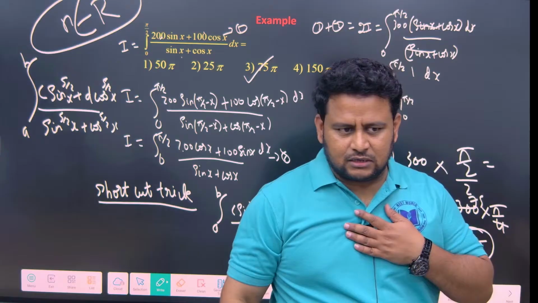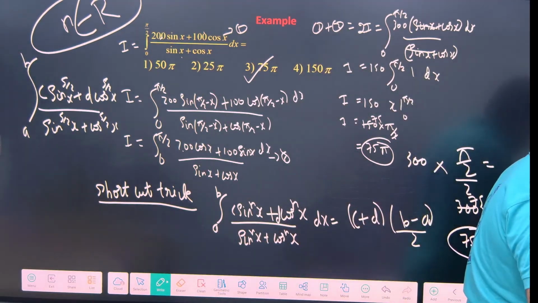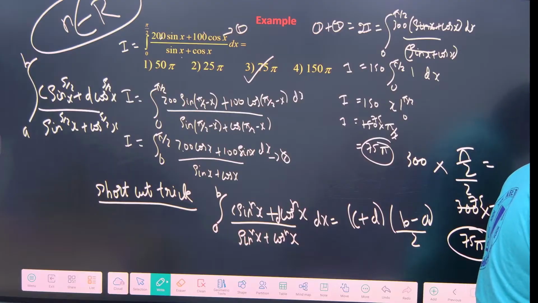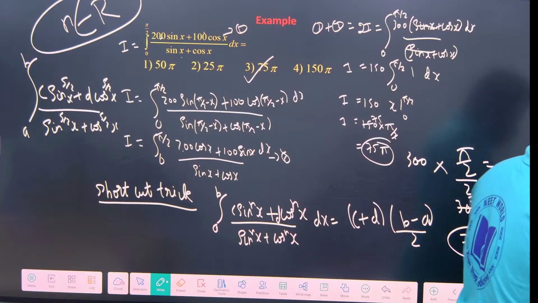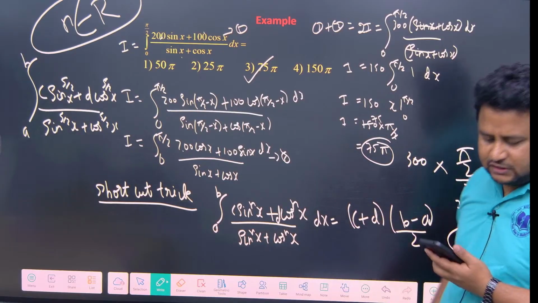Everyone understood? Now let us see some more tricks based on King's rule. Written this one, everyone? Write down fast.